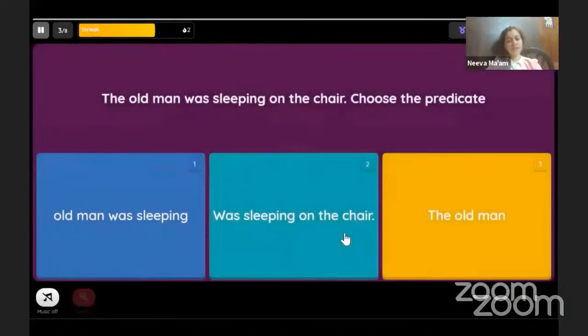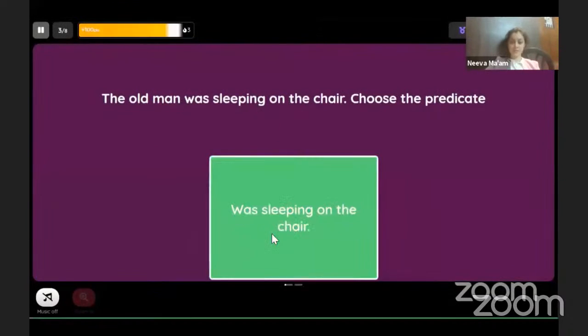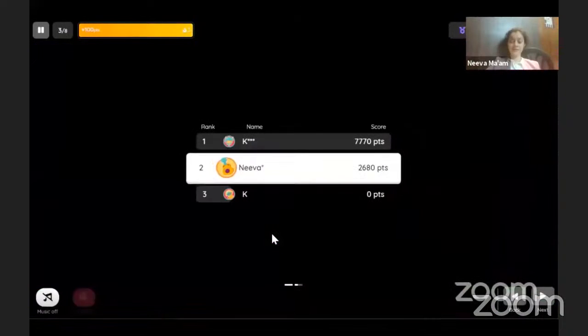Yes, you were confused. The old man was sleeping on the chair. Choose the predicate. The old man was sleeping on the chair. Of course, it's going to be was sleeping on the chair because that is what is supporting the subject, the old man.